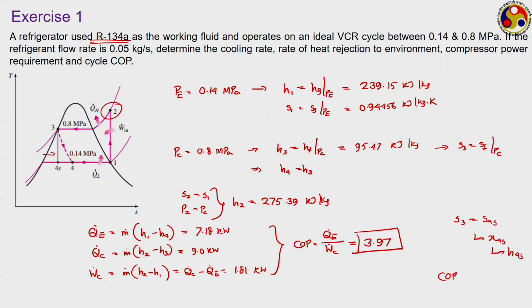Only thing I can tell you that the COP for this case will be about 5.07, which is about 25 to 30% increase in the final value if we are using a turbine instead of a throttling device. But as I have mentioned, practically that is very difficult.